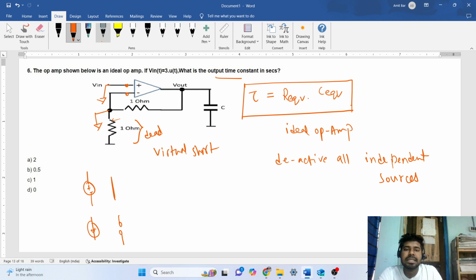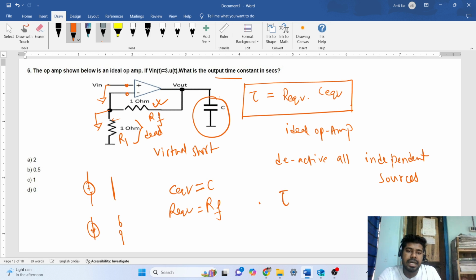Now, what is the R and C equivalent here? The C equivalent is nothing but this C only. And the R equivalent is nothing but this 1 ohm resistance, this RF, the feedback resistance. Let's say this is R1. So the equivalent resistance is RF only, and the time constant tau is C times this 1 ohm resistance RF, so C times 1, which is C only.